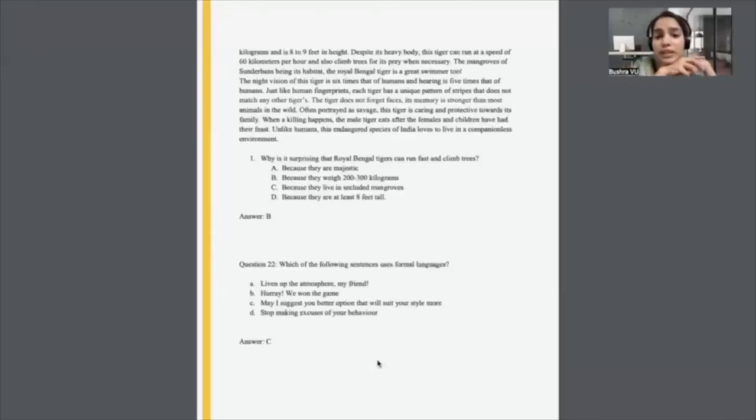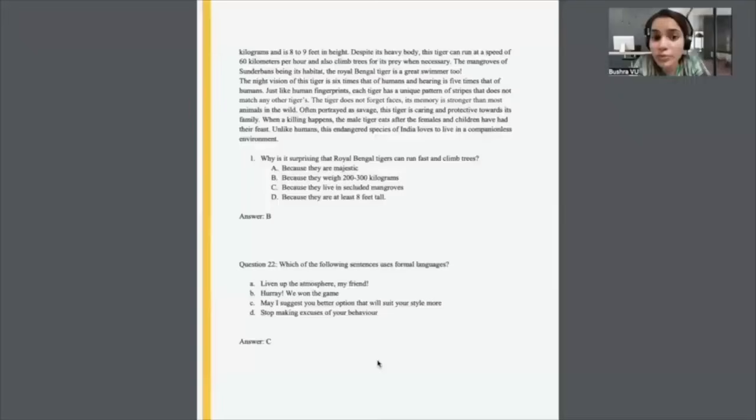Despite its heavy body, the tiger can run at a speed of 60 km per hour and also climb trees for its prey when necessary. Although it weighs that much, it can run at 60 kilometers per hour. It's very fast, and it can also climb trees whenever necessary. The mangroves of Sundarbans being its habitat, the Royal Bengal tiger is a great swimmer too. The night vision of this tiger is 6 times that of humans, and hearing is 5 times that of humans. They can see 6 times better than us in the night, and they can hear 5 times better than us.